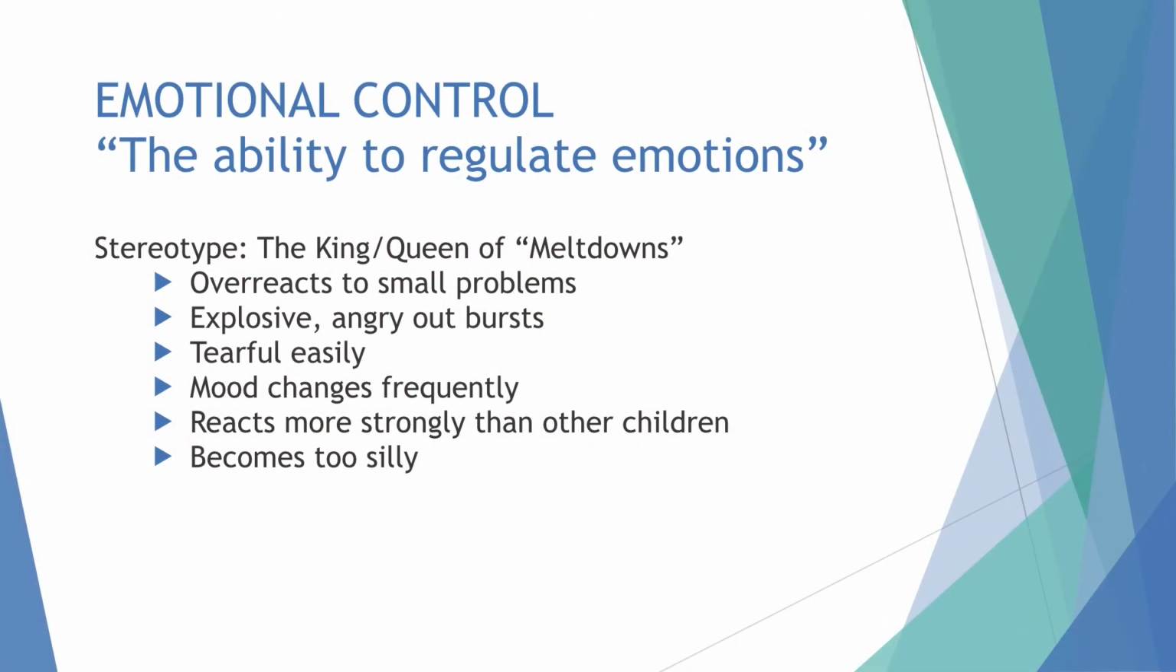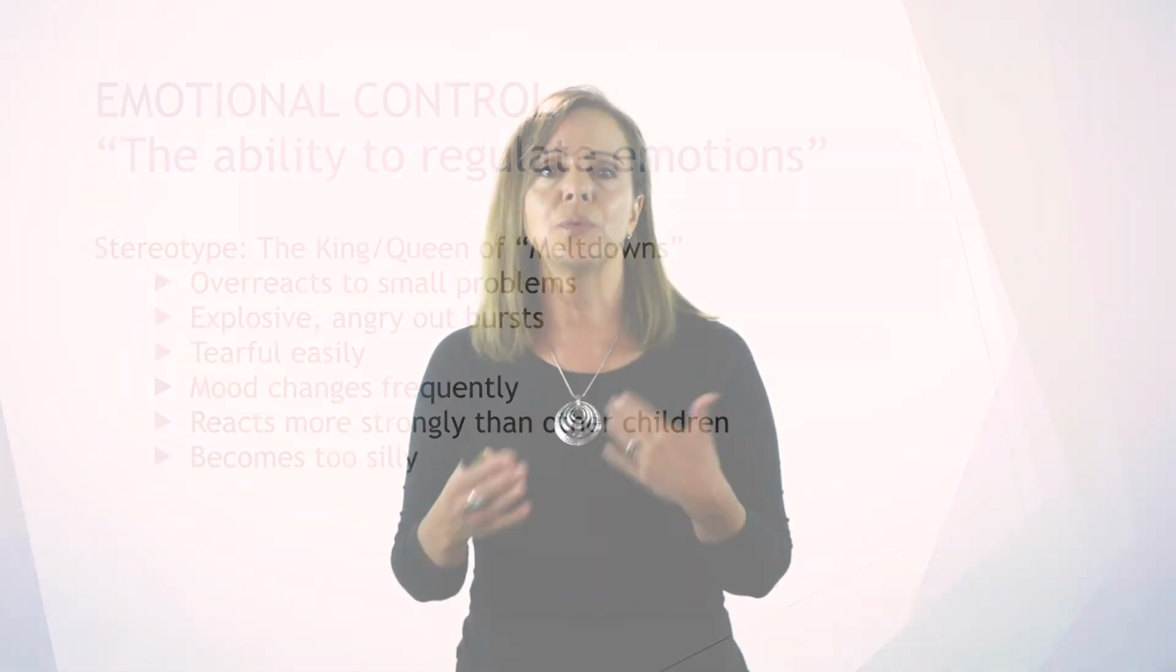Okay, the third one has to do with emotional control, and this is the ability to regulate emotions. So the stereotype are these kids that are the king and queen of meltdowns. Some of the things that we see is they overreact to small problems. They're very moody, have explosive, angry outbursts. Their mood changes frequently and they react more strongly than others, or even the opposite, can become over silly and overly excited. So we see this with our kids with this emotional control.